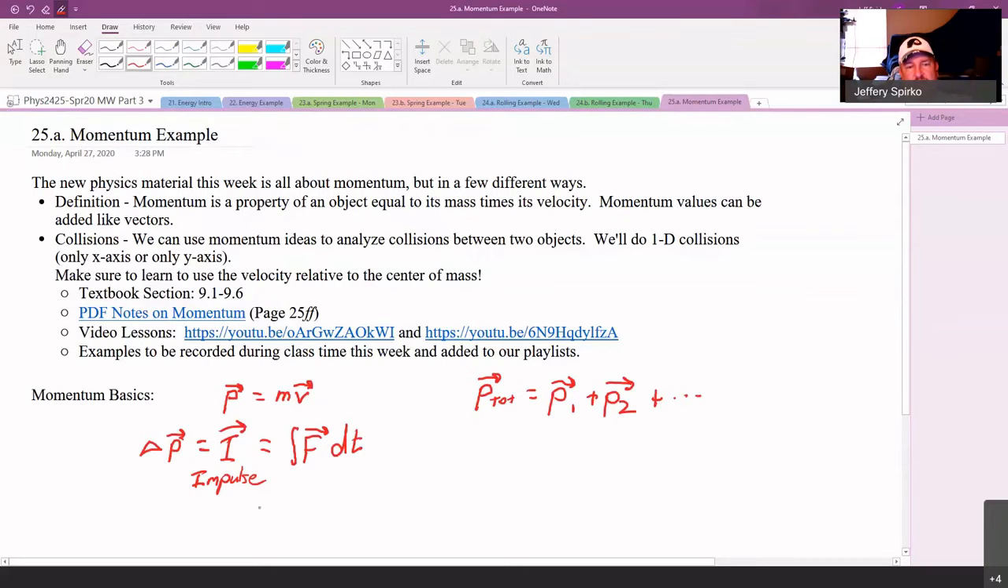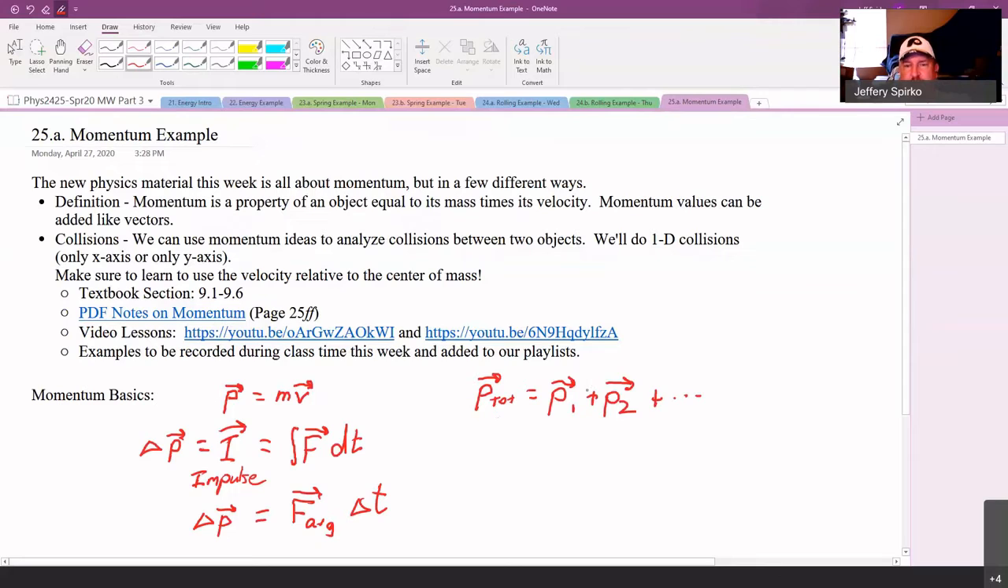And often we end up using delta P is equal to the average force times delta T. So if you replace the force with its own average value, then it's a constant and it comes outside the integral, then you just get the integral of dt, which is just delta T. So that's one aspect of momentum when you're talking about a single object.